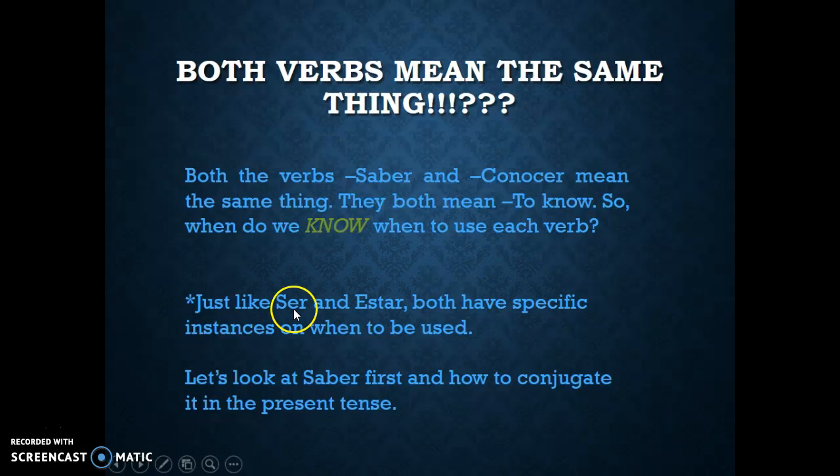Okay, so this is just kind of like ser and estar, whereas they both mean the same thing and you have to use them in specific instances. So let's look at saber first and how to conjugate it in the present tense, and then we'll go from there in regards to when to use it.